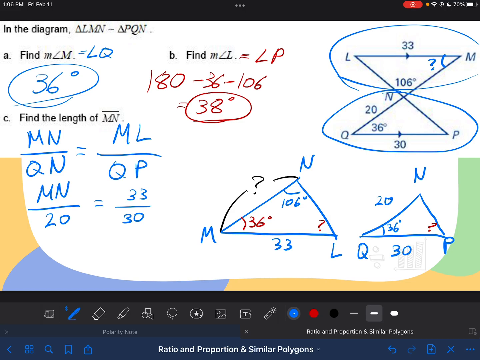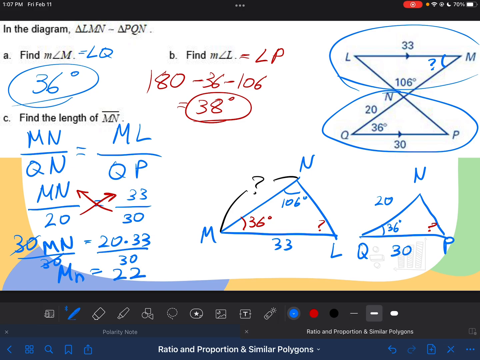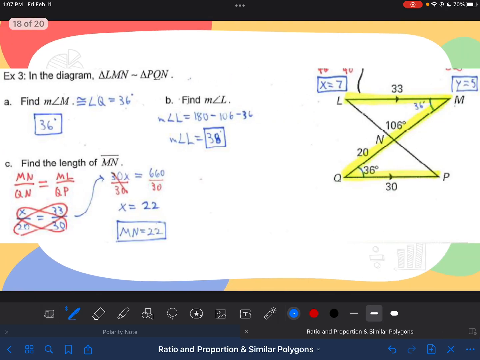So I'm going to make sure that I cross multiply. And that will give you 30 MN equals 20 times 33. Let's divide by 30 on both sides. Now, if you calculate this, you will get the answer of 22. I hope that's not too complicated, but if it is, please do ask me questions so that I can help you out.